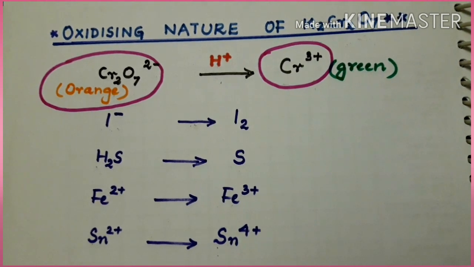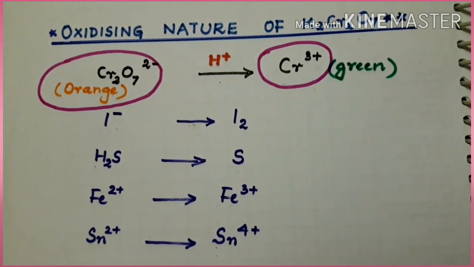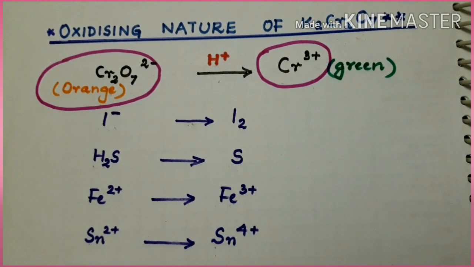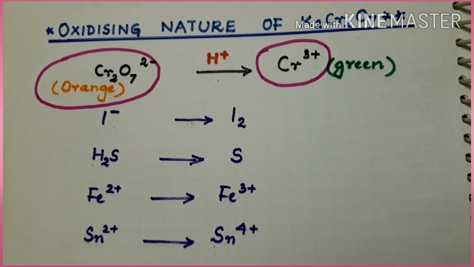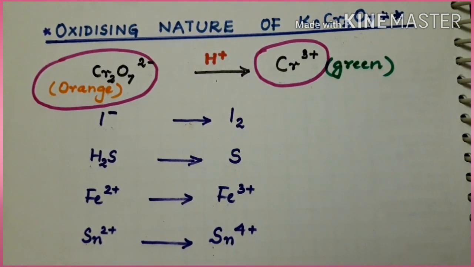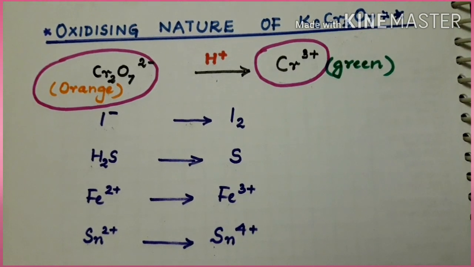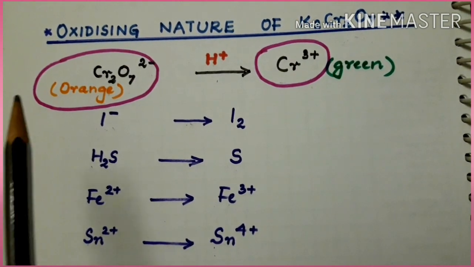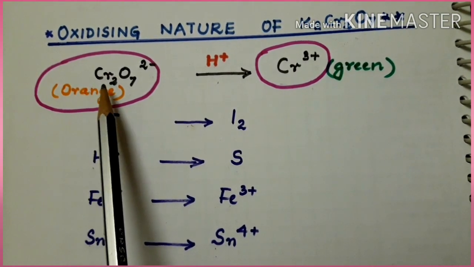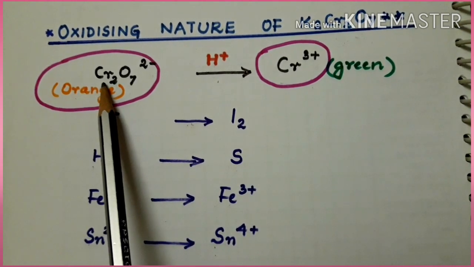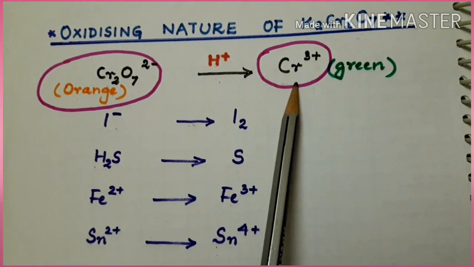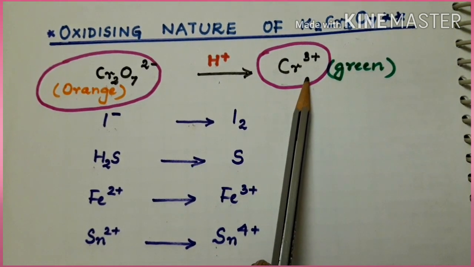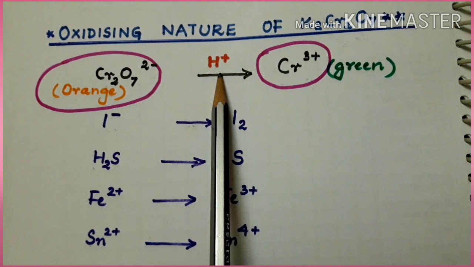We are going to review the important reactions of potassium dichromate and potassium permanganate. Potassium dichromate acts as a very good oxidizing agent. When it reacts with a reducing agent, the orange colored solution of dichromate ions will be converted to green colored Cr3+ ions in the presence of acid.